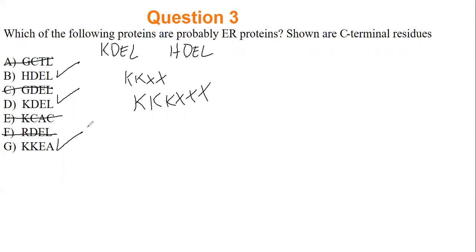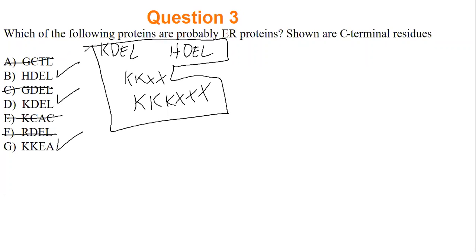And really, we're just looking for these sequences at the C-terminus, and that will tell us if it's an ER resident protein. Because remember, in the Golgi, we have receptors that look for these sequences and will bind them and send them back to the ER on these COP1 vesicles. So any questions about those ideas?